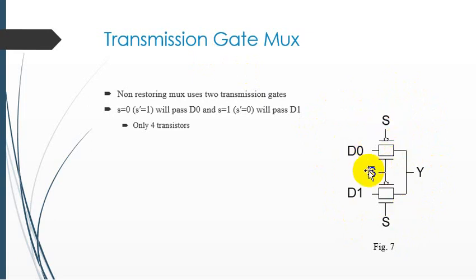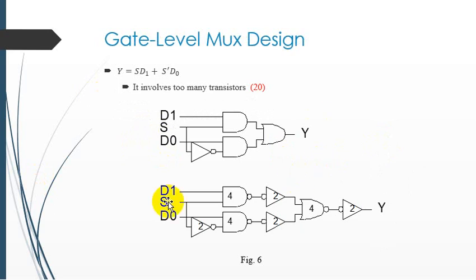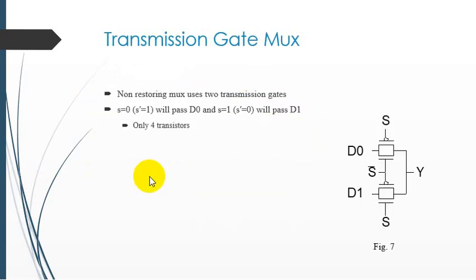So this is the basic diagram of your 2x1 multiplexer with the help of the transmission gate, and you can see how many transistors we have. Only 4, and in the previous technique we got 20 transistors, so we reduced the transistors from 20 to 4.